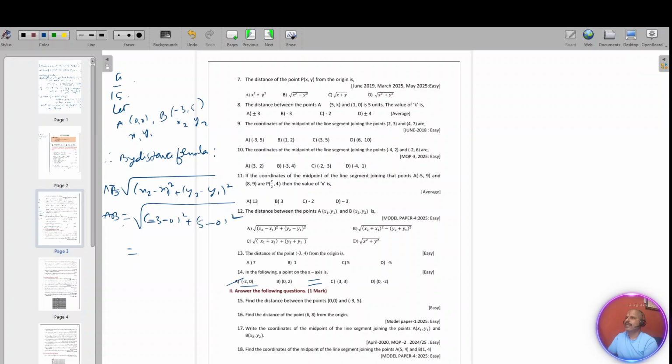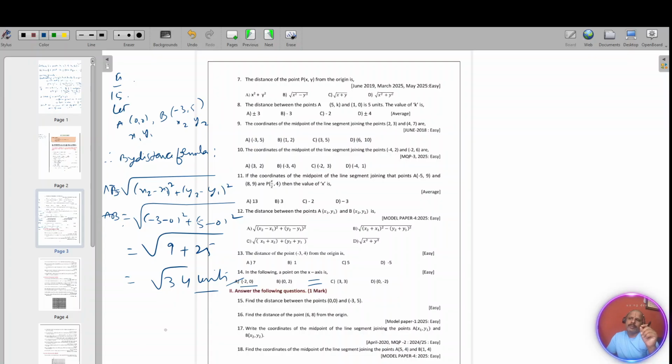So solve it. Minus 3 minus 0 means minus 3. Minus 3 whole square is 9. 5 square is 25. That becomes root 34. Even if it is not a perfect square, we're not worried. Just put the units word.